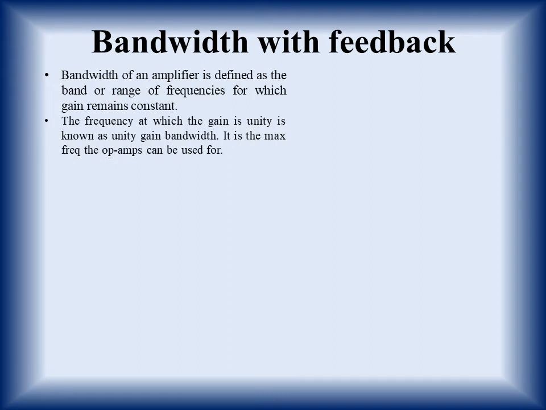The second definition is unity gain bandwidth. What is unity gain bandwidth? It is the frequency at which the gain is unity, or 1. It is known as unity gain bandwidth, and it is the maximum frequency that an op-amp can be used for. So it is an important parameter for op-amps. The next definition is the gain bandwidth product. It is defined simply as the product of gain and bandwidth of the op-amp.